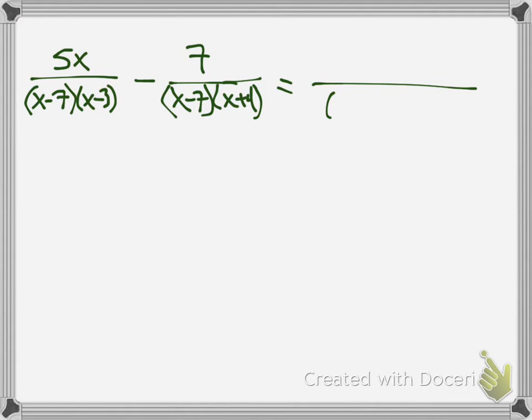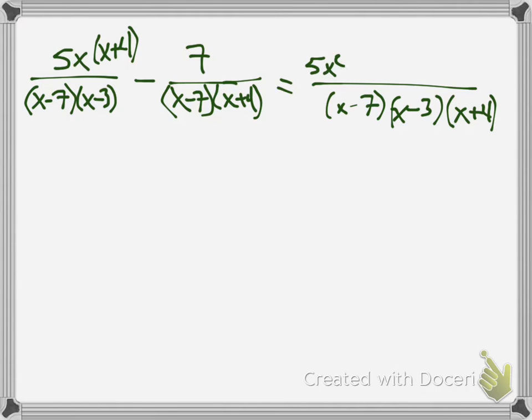Here's another one where I had to do the minus. Notice here they have an x minus 7 in common. So I'm going to write x minus 7, then x minus 3, and then x plus 4. Okay, so what is the left one missing? It's missing the x plus 4. So 5x times x plus 4 would give me 5x squared plus 20x.